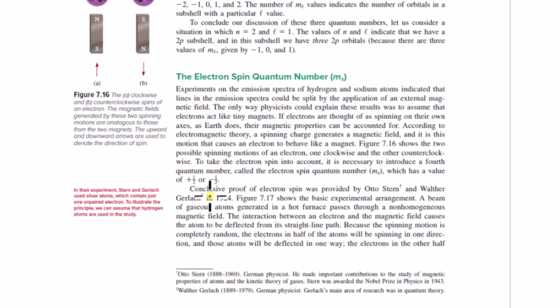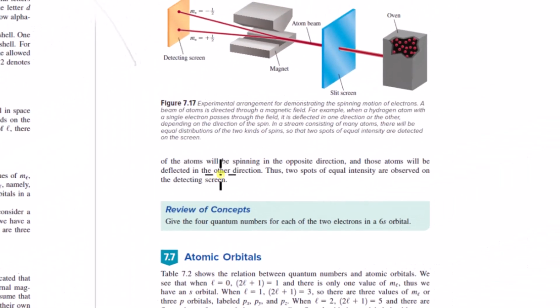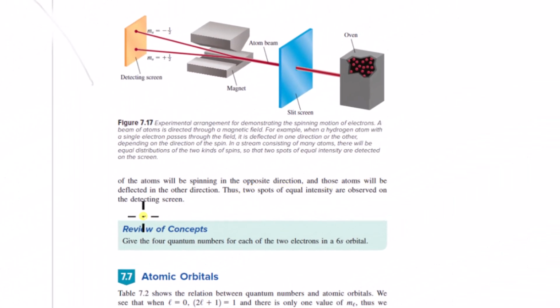So it says here, conclusive proof of electron spin was provided by Otto Stern and Walter Gerlach in 1924. Figure 7.17 shows the basic experimental arrangement. A beam of gaseous atoms generated in a hot furnace passes through a non-homogeneous magnetic field. The interaction between an electron and the magnetic field causes the atom to be deflected from its straight line path. Because the spinning motion is completely random, the electrons in half of the atoms will be spinning in one direction, and those atoms will be deflected in one way. The electrons in the other half of the atoms will be spinning in the opposite direction, and those atoms will be deflected in the other direction.